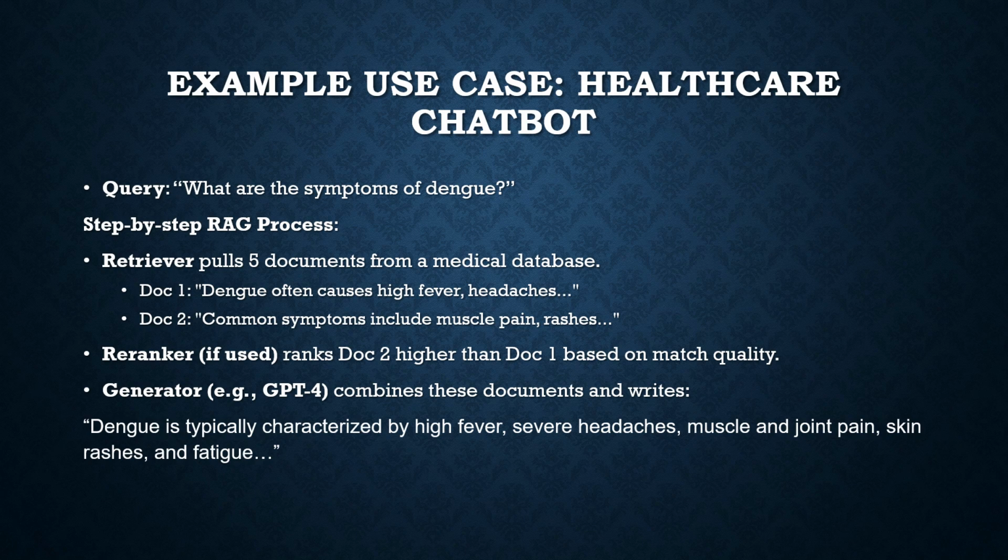So first of all, you are just providing documents. You are creating a RAG pipeline in which you are feeding some documents. Here I've fed two documents. Dengue often causes high fever. This is a chunk of the first document, and again, from the second document, it is getting a chunk: common symptoms include muscle pain, rashes, etc.